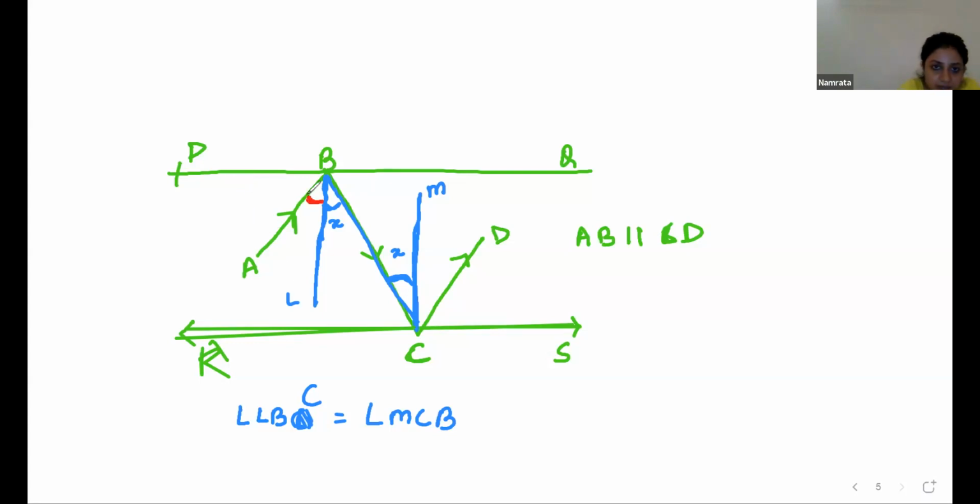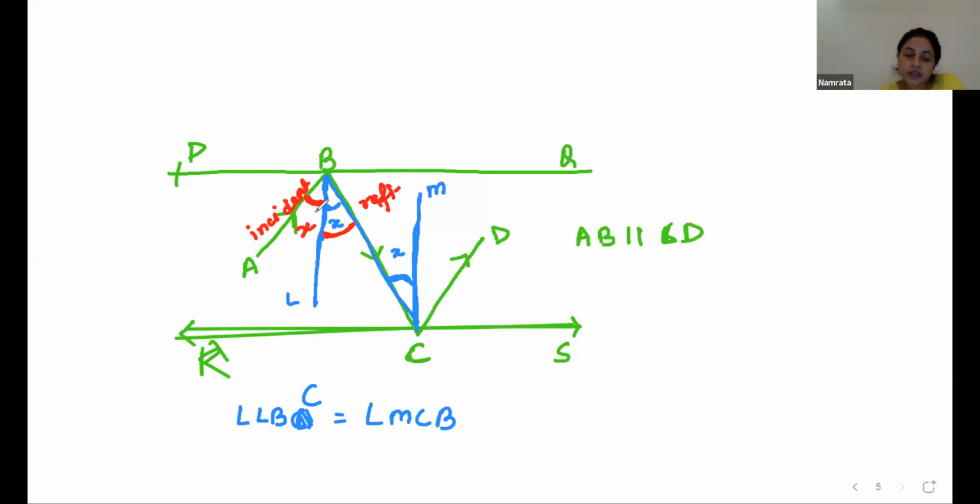This angle and this angle, this X, incident and reflection. So angle gone, then angle reflected. Both the angles will be same with each other, right? So if this is X, we can say this will also be X. Can I say?